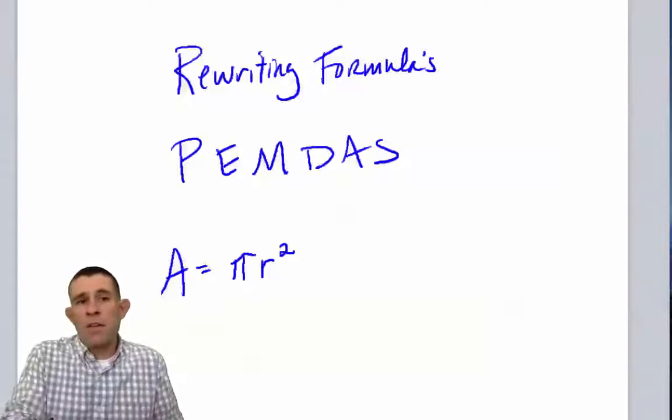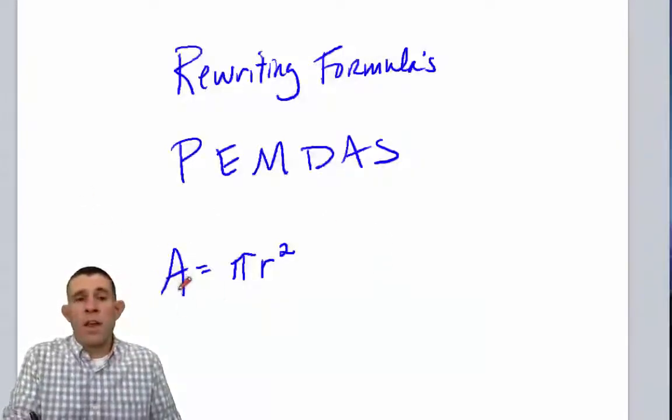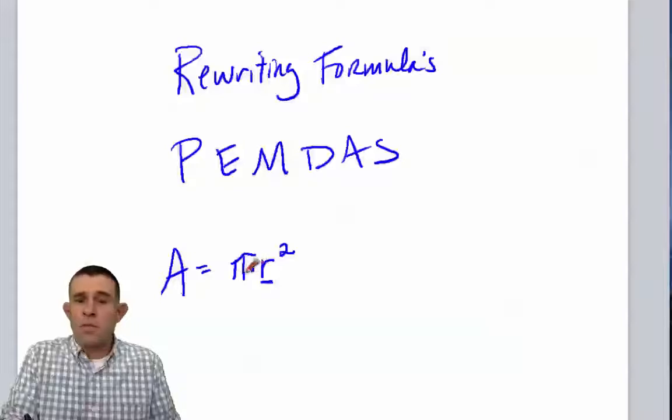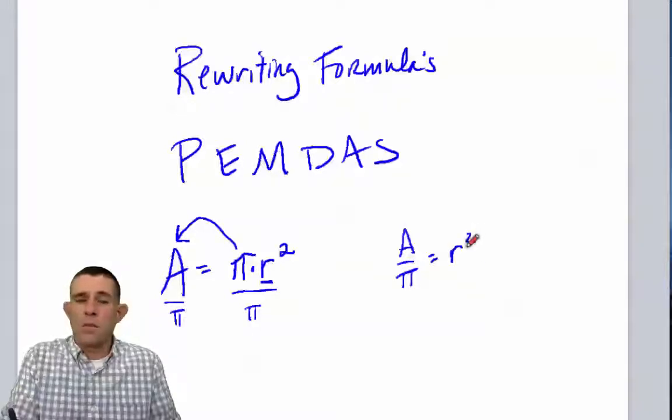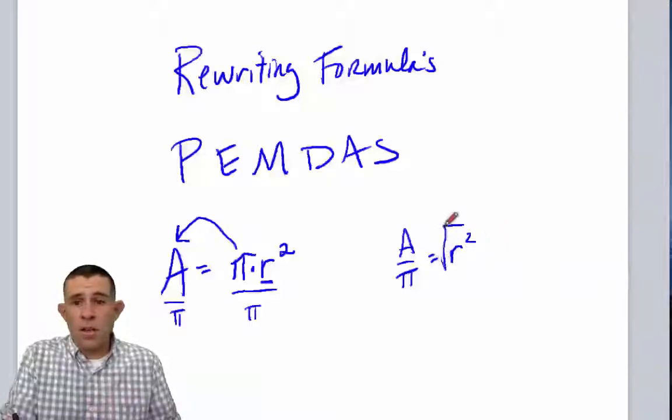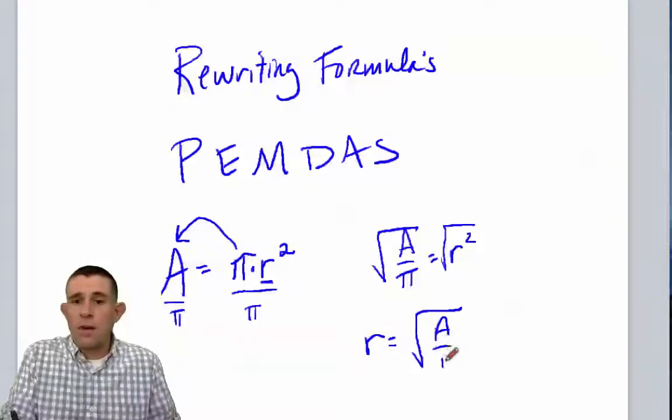If I have my area formula for a circle, and I want to rewrite this in terms of r, the radius, that means I want to isolate r. So I'm going to start by moving pi over to the other side of the equal sign. Since pi is attached by multiplication, that means I divide both sides by pi. Now I have A over pi is equal to the radius squared. My final step is to get the r by itself, and to undo a square, I need to take the square root. So in the end, I'll have the radius as the square root of the area divided by pi.